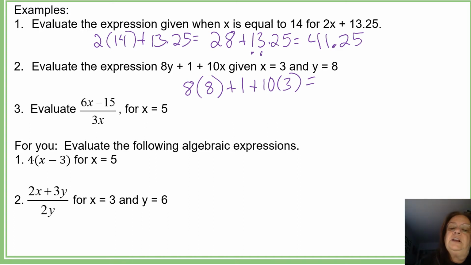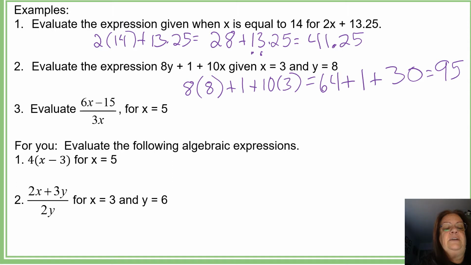So next we do our exponents, no exponents. Now multiplication and divisions. So we do our multiplication of 8 times 8. We do it like we're reading, so left to right. 8 times 8 is 64. Then we have plus 1, and then we have plus 10 times 3 is 30. Now we've done all our multiplications, and now we do our additions. So we've got 64 plus 1 is 65, plus 30 is 95. So our final answer is 95.